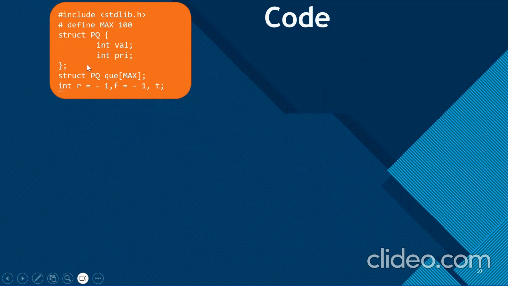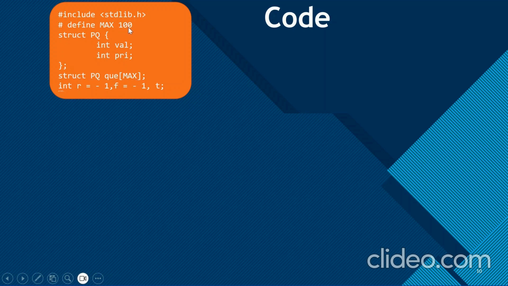So instead of a simple queue item, I have used a composite data type here, because I need to store the value as well as its priority. Since I have to store two entities or two values for each element, it was necessary to use a composite data type like a structure, which has been named PQ in this case. So struct PQ type Q. So Q's type is struct PQ, right?